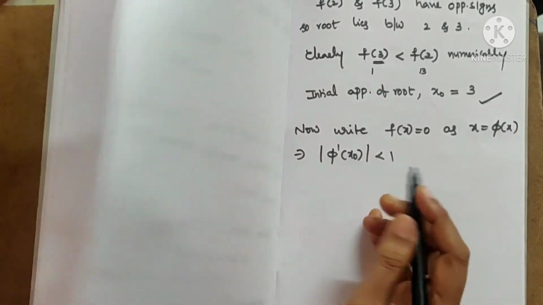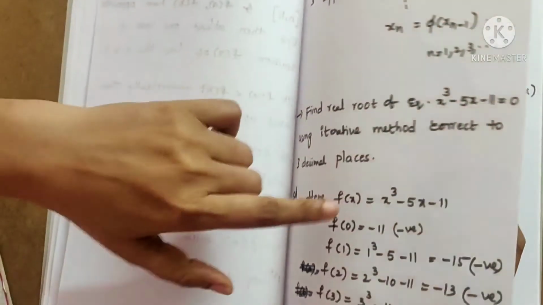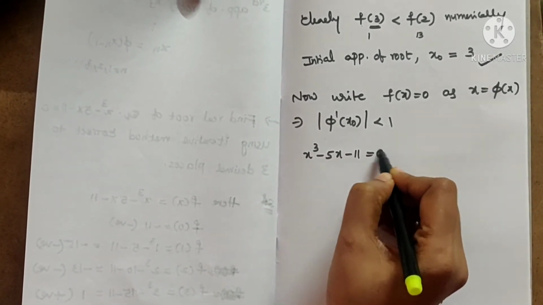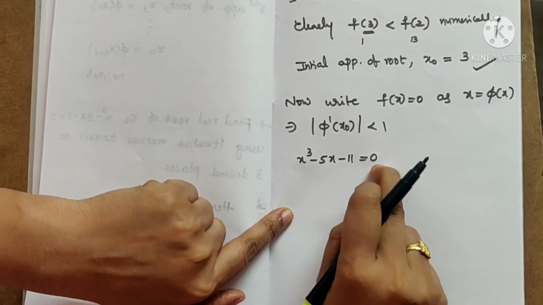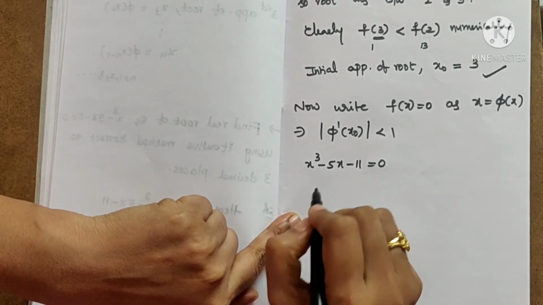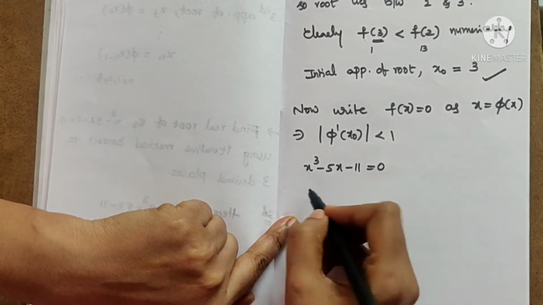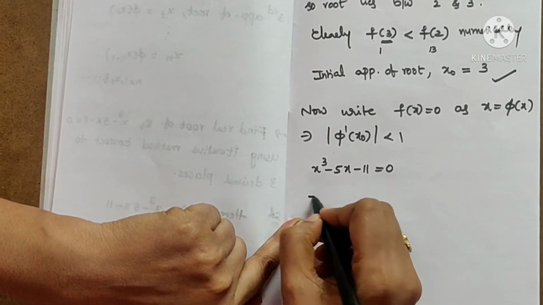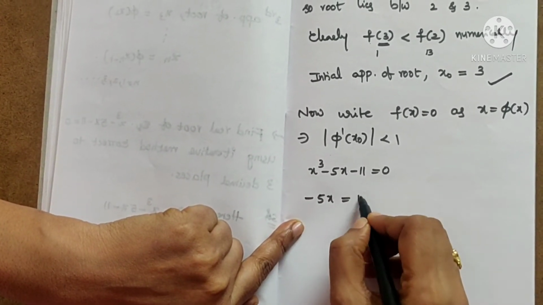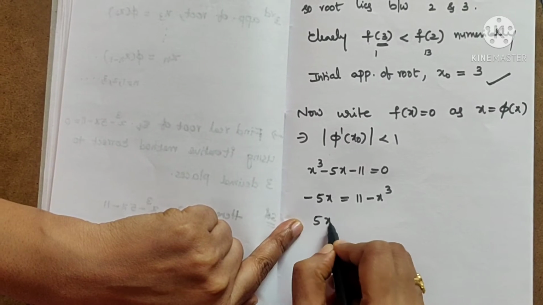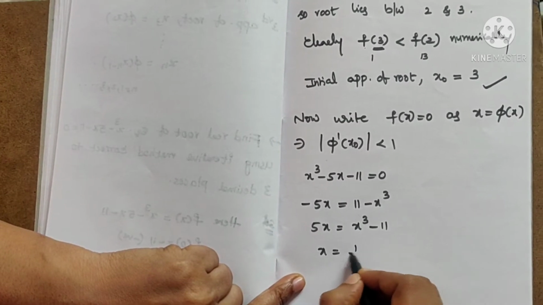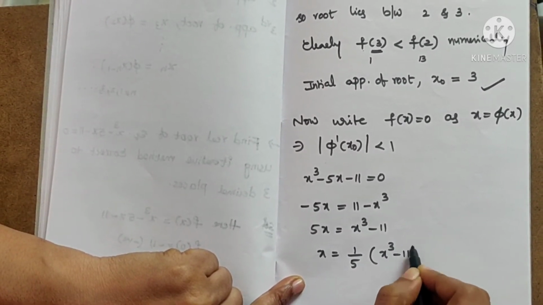Here f of x equal to 0 means the equation x cube minus 5x minus 11 equal to 0. We have to write this f of x equal to 0 as x equal to phi of x. From this one, we have many ways to write x. First, I am writing it like this: minus 5x equal to, shifting x cube and 11 to the other side, 11 minus x cube. So 5x equal to x cube minus 11. From this, x equal to 1 by 5 times x cube minus 11.